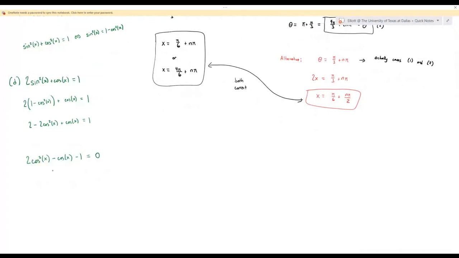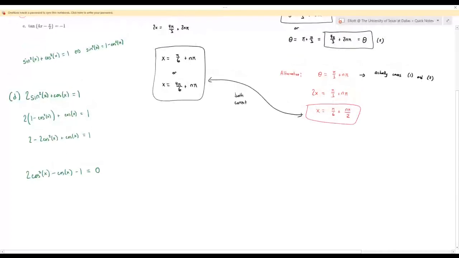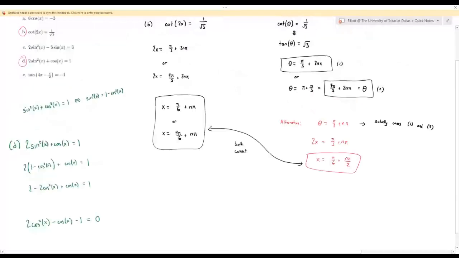Wait, I have a question. It's supposed to be minus 2 cos x, not 2 cos squared x, because the negative in front you cannot just move around like that. You have to keep the negative in front, and then the rest become plus 2 cos squared x plus cos x and plus 1 after you switch it around.